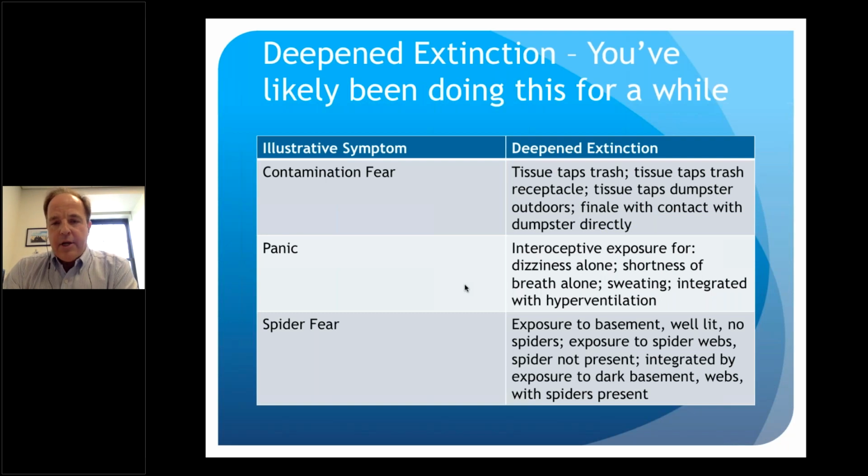So in contamination fear, one might do something like the following. Have the client take a piece of tissue and touch just a piece of garbage with that tissue and then handle the tissue. After that, they take perhaps a fresh, different tissue and tap just an empty, clean trash receptacle. After that, perhaps they take the tissue and tap the edge around the top of a dumpster where large amounts of garbage are disposed. And then you would conclude by having contact with the dumpster directly, where garbage as well as trash receptacles all have appeared. So you would build up through smaller units of that same stimulus concept.